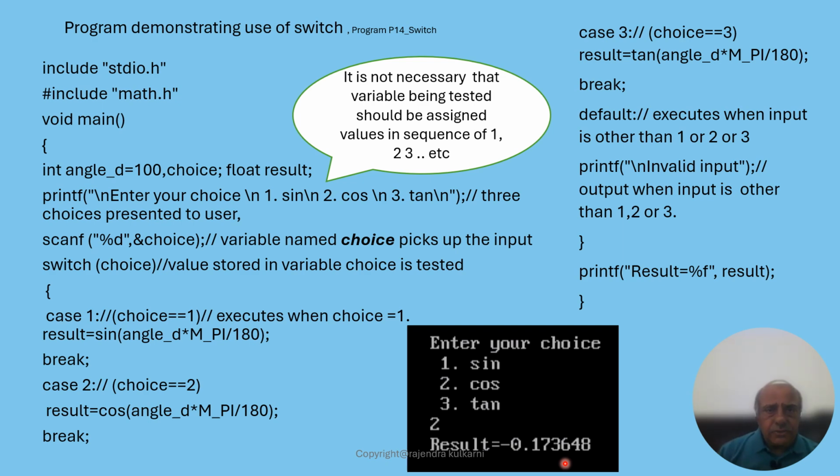It is not necessary that the variable being tested should be assigned values in the sequence of 1, 2, 3. It is not necessary that it should be 1 or 2 or 3. We can put any value here. Instead of 1 we can put 100, instead of 2 we can put 102, and instead of 3 we can put 11. The only thing is that whatever values we are assigning to choice, the case statement should have that number as its case.